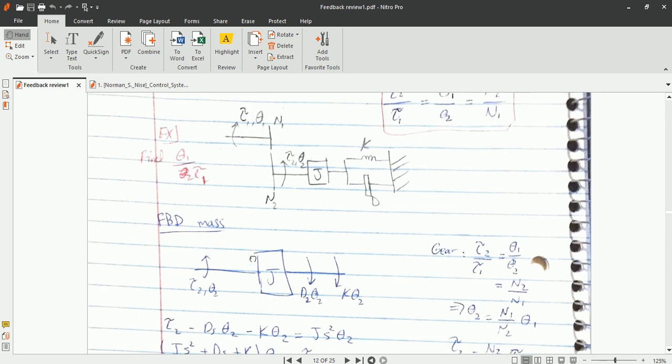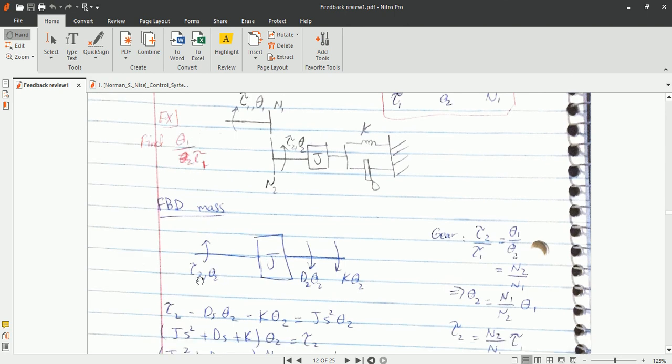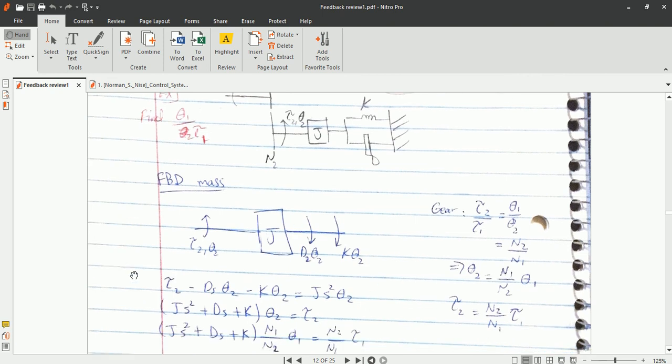So just see what you have to find. You have to find theta 1 over t1, but here you have tau 2 and theta 2. So you have to accordingly convert your theta 2 into theta 1. So you have an equation like t2 minus ds theta 2 minus k theta 2 is equal to js square theta 2. That is the Newton's law. Torque upward force is positive and minus downward force, that is minus ds.